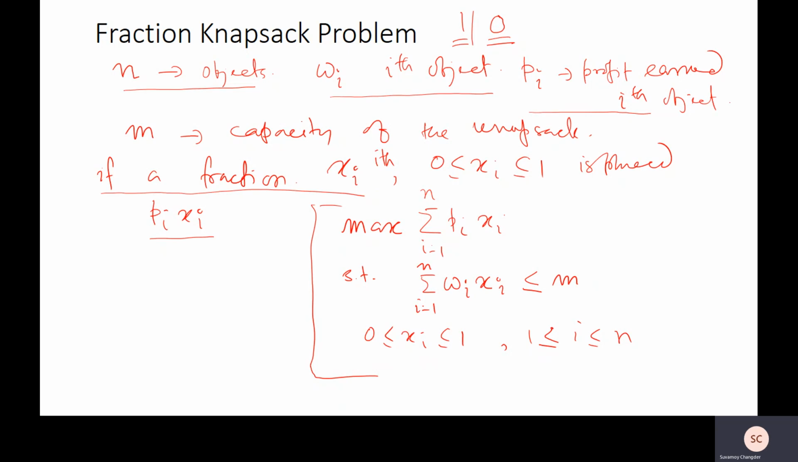Before going to the algorithm, let us consider one example. Let us say we have three elements. The P array, that is the profit array, is given as 25, 24 and 15. We have considered this as the sorted order. W is equal to 18, 15, 10.